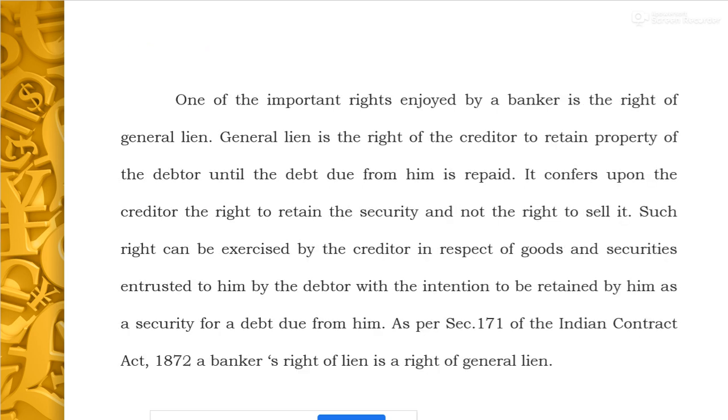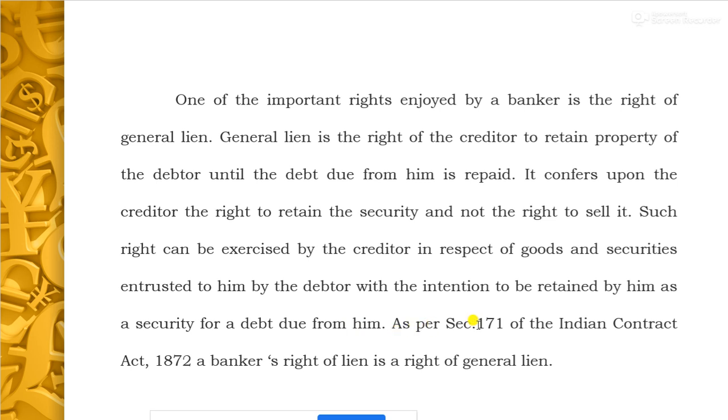Now, one of the important rights enjoyed by a banker is the right of general lien. General lien is a right of the creditor to retain the property of the debtor until the debt due from him is repaid. It confers upon the creditor the right to retain the security and not the right to sell it. Such right can be exercised by the creditor in respect of goods and securities entrusted to him by the debtor with the intention to be retained by him as a security for a debt due from him.